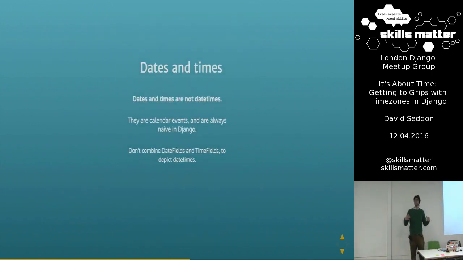Final word on all this naive and aware stuff is dates and times. Dates and times are always naive as far as Django is concerned. They're just calendar events. They're not aware of time zones at all. And I have fallen into the trap before of thinking, oh well, a date plus a time equals a date time, but it actually doesn't, really. I've before split up my date and time into a date field and a time field on a model once, and that just didn't work because Django didn't handle the time zone correctly. So if you use date times, then use a date time field.